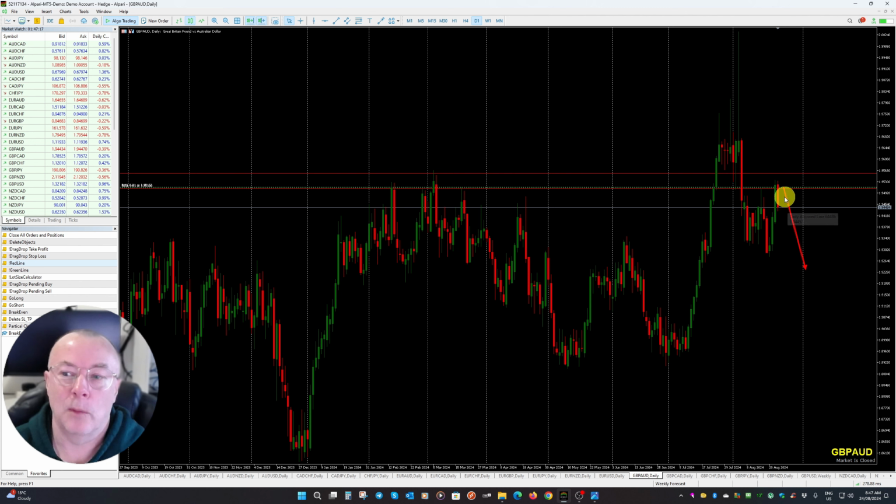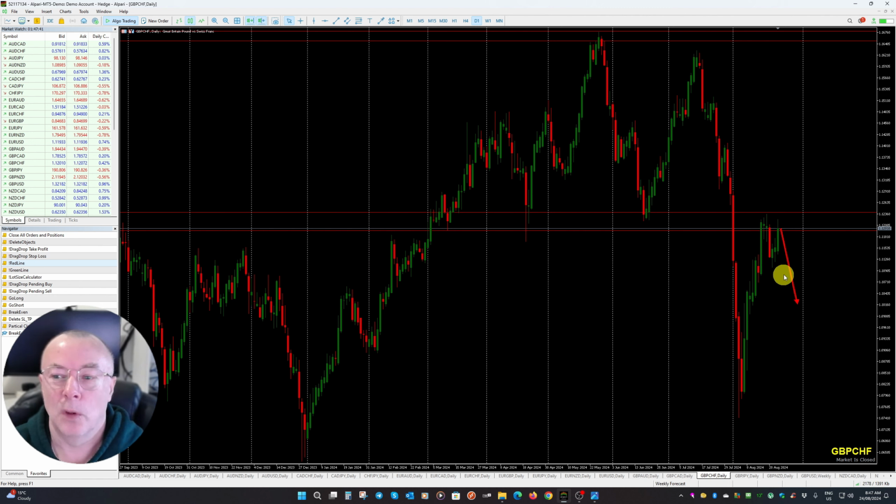Pound Aussie, we've just come into this zone now, and Friday's candle last week actually closed with a red candle. So if we can find the end of this arrow, we're looking at taking this one short for this week. So Pound Aussie short.